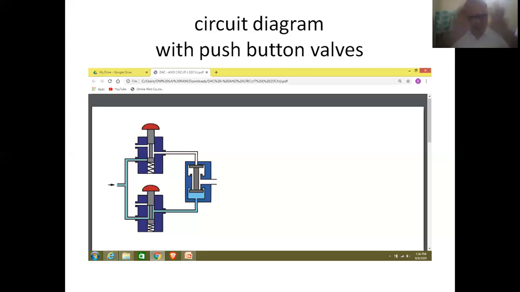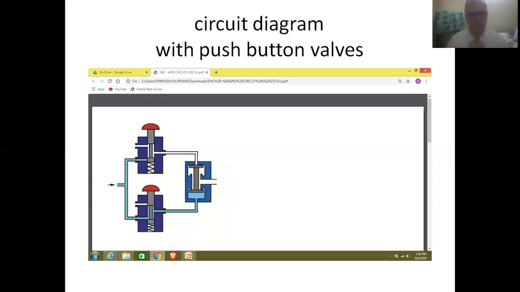So in this particular case also, two DC valves are used, the first valve as well as the second valve. So both the valves are used for controlling the double acting cylinder. Therefore, this is also called an end valve circuit.